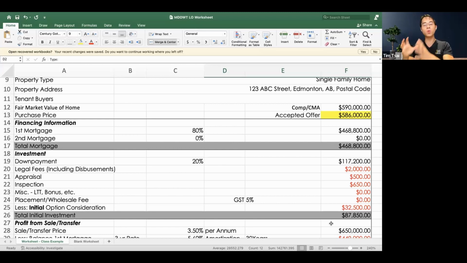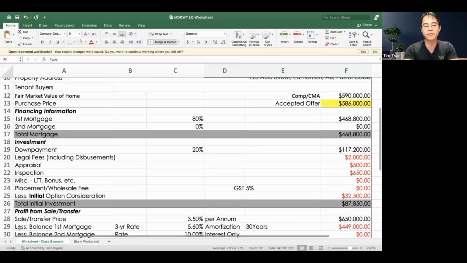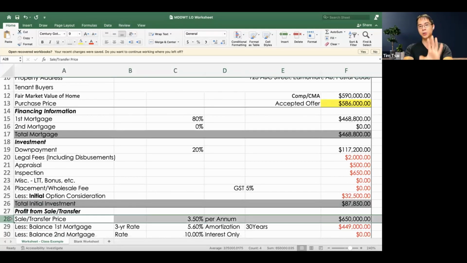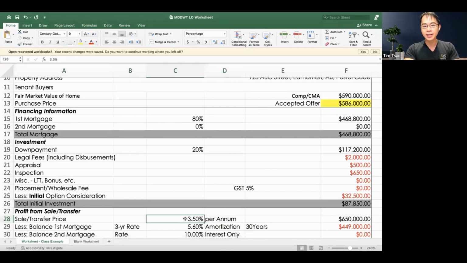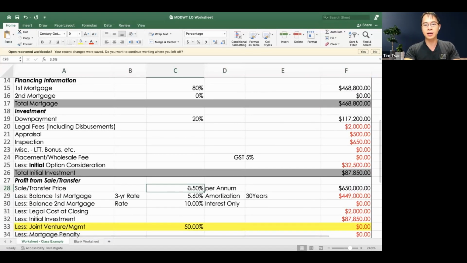So once again, if that is the end goal, no matter what, that means we're going to fix their sale and transfer price at $650,000, because that's what they're qualified for in 3 years' time. And so if you're in a market where it's not 3.5%, if you can look at this cell right here, 3.5 per annum, what I'm going to do now is let's bring it up to an average of 6%.